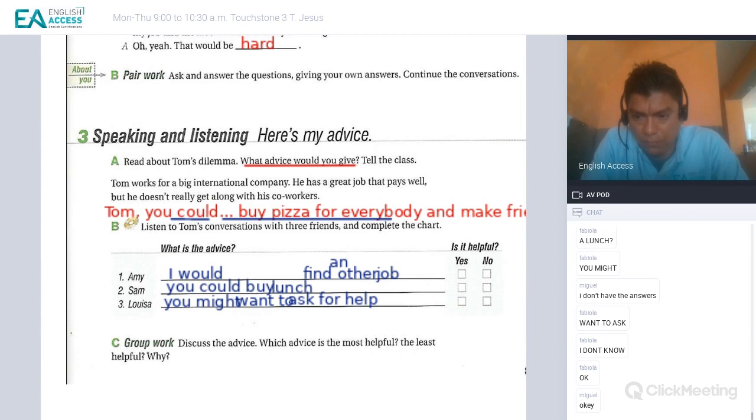Two. Sam. So the job's not going very well? Well, it's not really the job. I like the work, but I don't get along with the people very well. I mean, they're not that friendly.